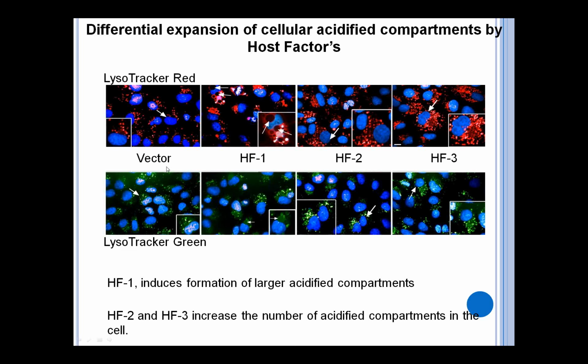The cells which are expressing vector have few acidified compartments, shown as red spots here. In the cells which are expressing HF1, the vesicle size increases enormously compared to those cells which are expressing HF2 or 3. Not only that, all the cells which are expressing the host factors have more acidified compartments compared to the vector alone.